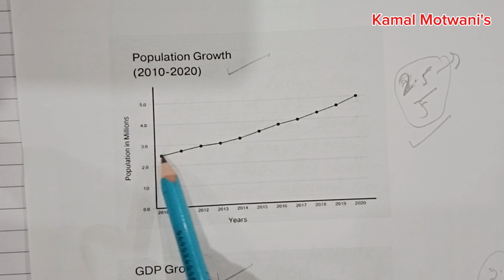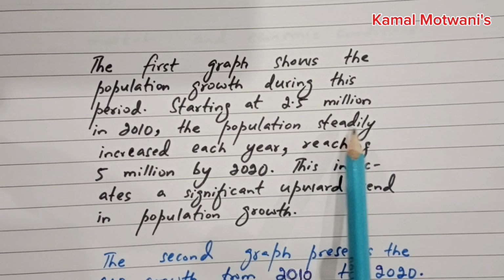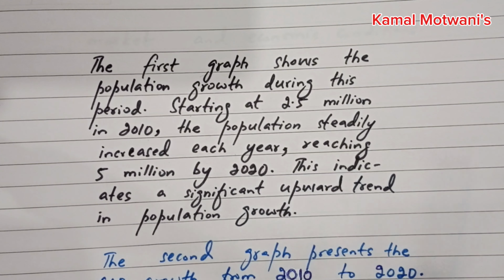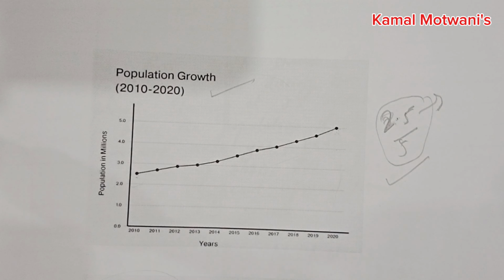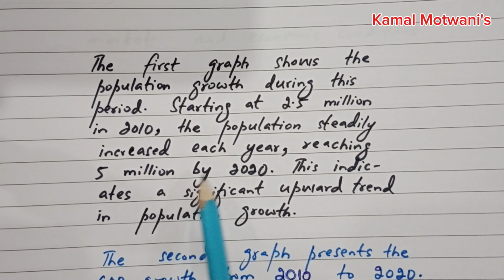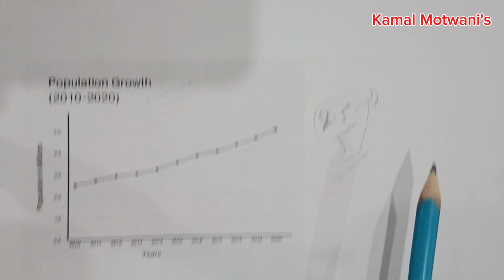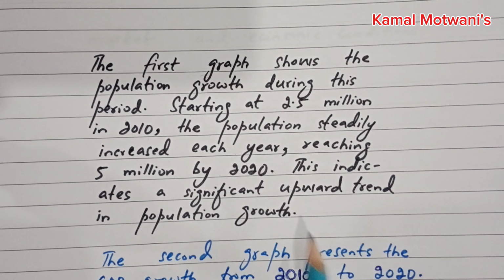you can see it started from 2.5 million in 2010. The population steadily increased each year. You see, it has kept on going up. There is no fluctuation, reaching 5 million by 2020. You see, it reached 5 million in 2020. This indicates a significant upward trend in population growth.